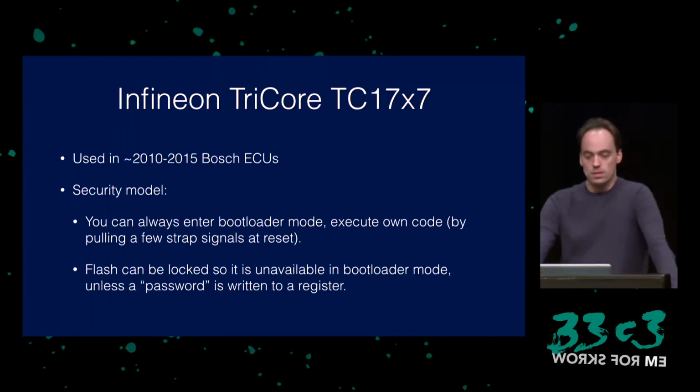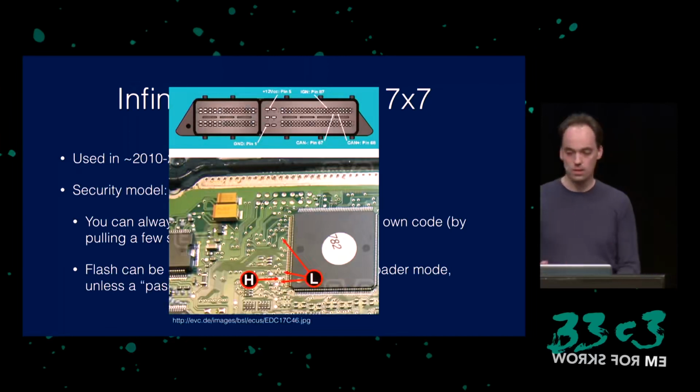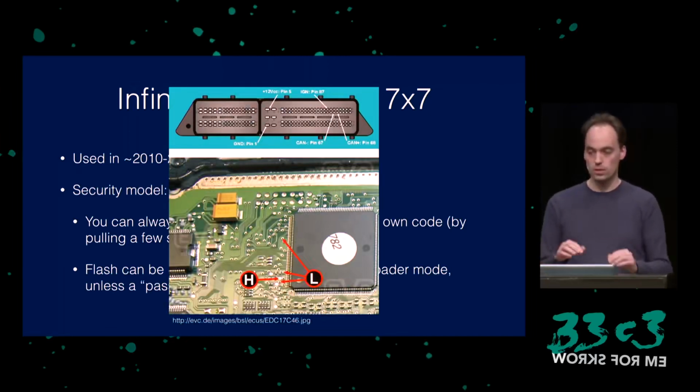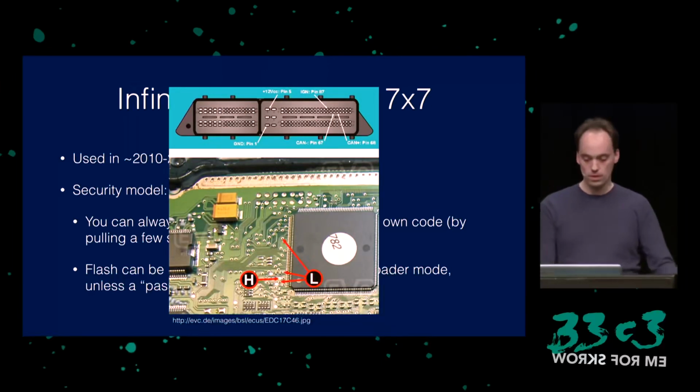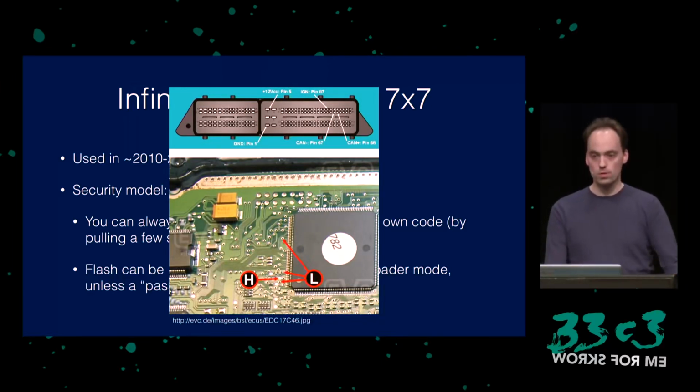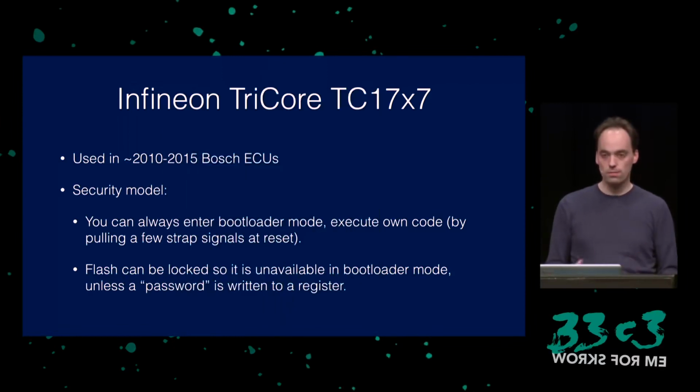The CPU used in these ECUs is an Infineon tri-core CPU, at least this particular one was used in the ECU I cared about. And the security model for this chip is that you can always enter a specific bootloader mode and execute your own code. So you can strap a few lines. The chip tuners tell you that, right? They tell you with high and low which pins you have to connect to ground and 3.3 volt. And then it enters this bootloader mode. You can upload some piece of code. However, you can't read the flash because the flash is locked. When you start in bootloader mode, the flash is not readable until you write a specific password to a register.